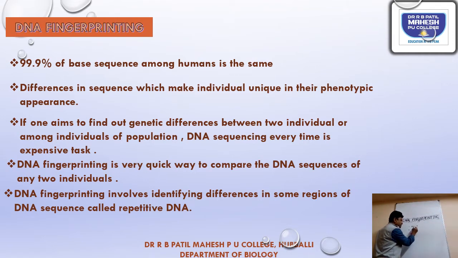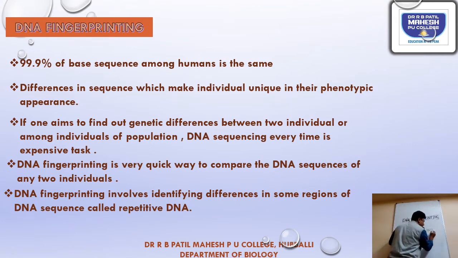When you compare the third nucleotide base, in the father you find AGCT, whereas in the child, son or daughter, AGTT. In this region you find the differences, and these differences are unique to the individuals, and these sequences are repeated n number of times. For example, 100 to 1000 times these sequences are repeated.